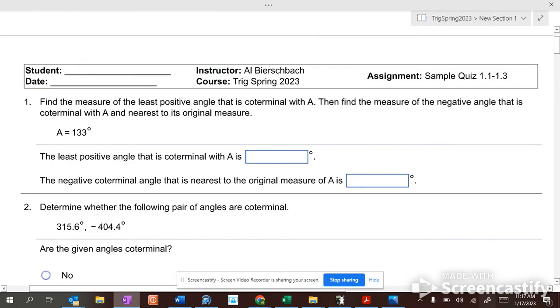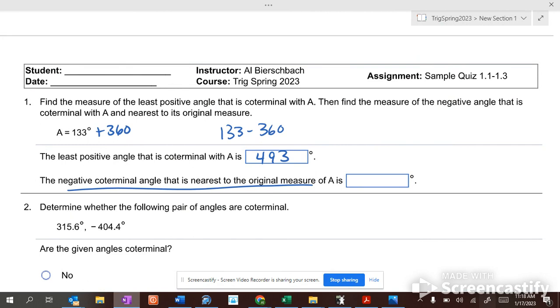All right. So coterminal angles are 360 degrees apart. So the least positive coterminal angle, you add 360 to this, and you get 493. And then you take 133 minus 360 to get the negative coterminal that's the closest to the original angle. What's 133 minus 360? 227. So negative 227. Are we good with those two?